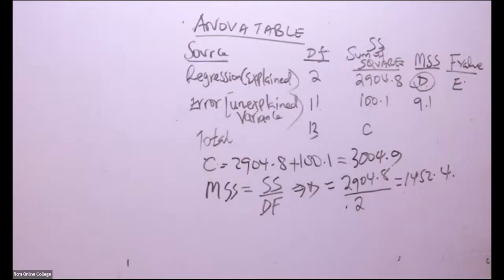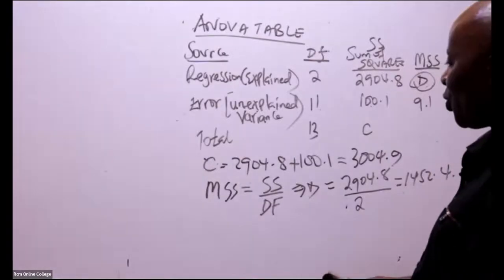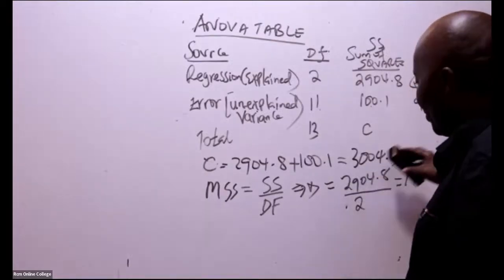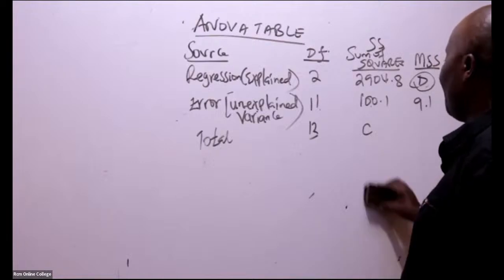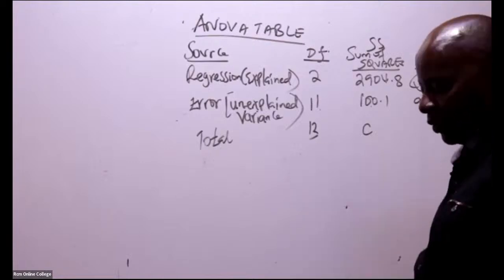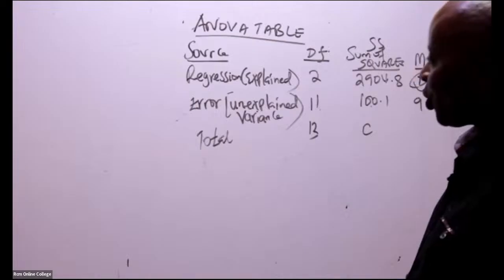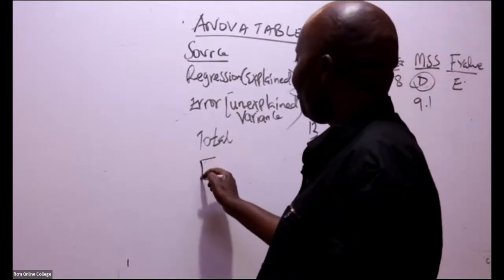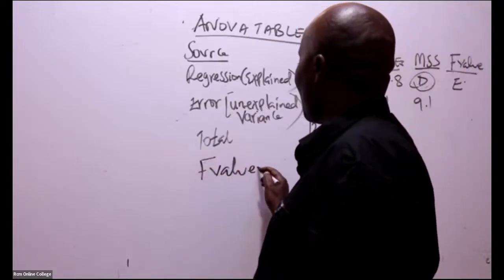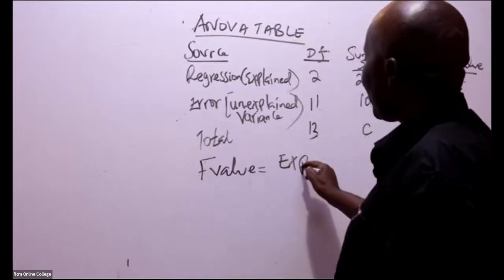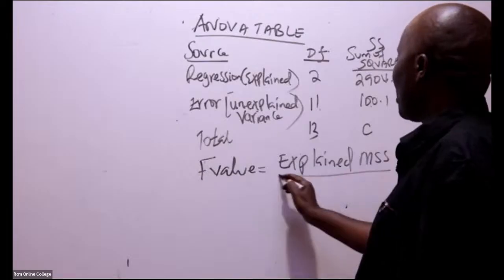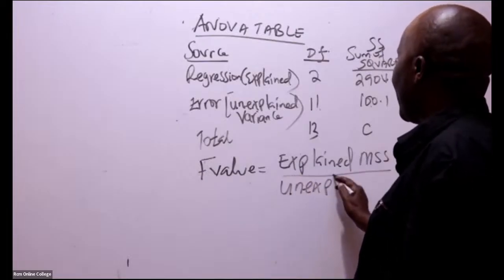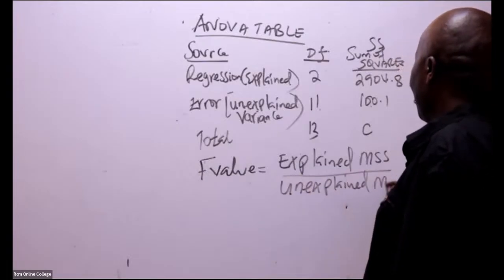Then from there, come to the F value. This F value is very, very critical for you. With your permission, I'll rub this now. So to get this F value, we normally take the explained MSS all over the unexplained MSS.